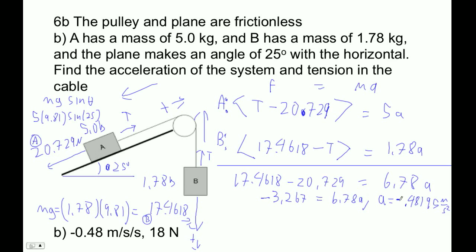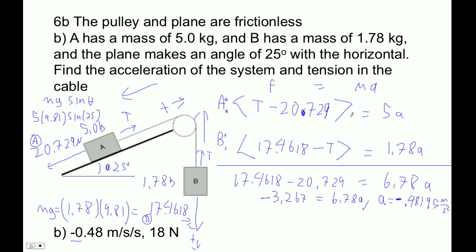But anyway, it's not a big deal, right? So the acceleration is tension in the cable, right? So notice that we got negative 0.48, right? What does that actually mean as an answer, right? Okay, so let's see. It should say acceleration of B downward, right? It doesn't accelerate downward, it accelerates upward, right?